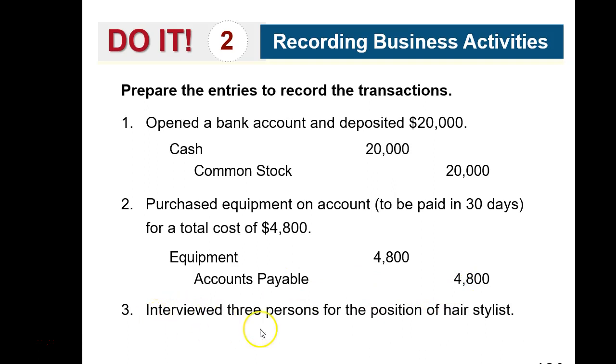Then we interview 3 persons for the position of a hairstylist. How do I record that transaction? You know, that's not a business transaction until we actually hire them and they start providing actual service for our company. So only those first 2 transactions require an actual journal entry.